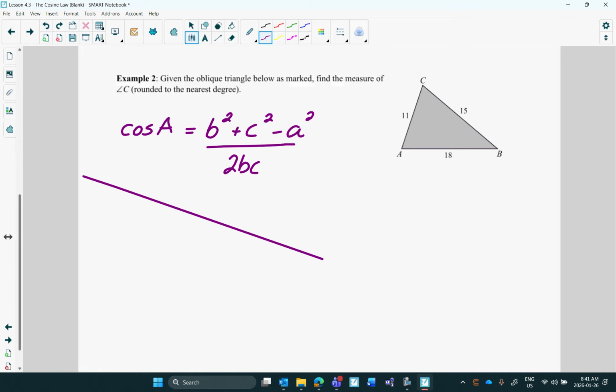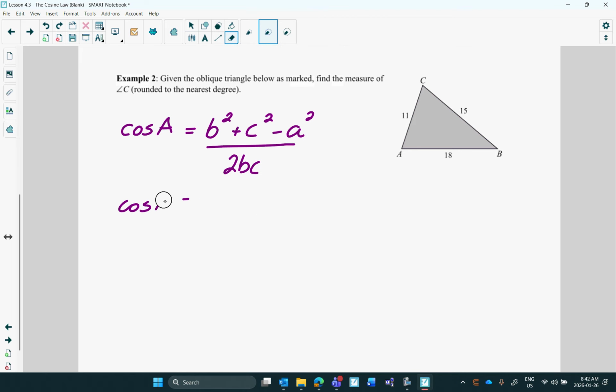So in this example, cosine of A, well, I have to take the other two sides besides little a. So little a is 15, so that means I'm going to do 11 squared plus 18 squared. Are we supposed to be finding C though? Oh, sorry. Okay. So let's do this. I'm still going to leave this.